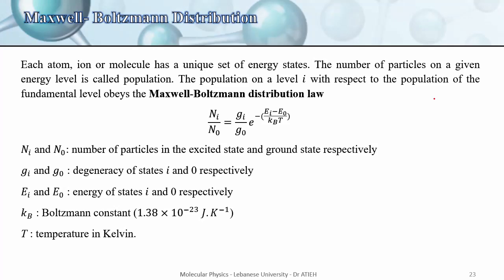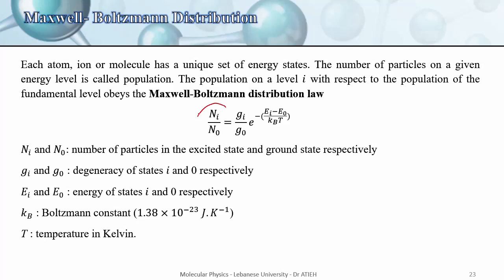Now this population is studied using the Maxwell-Boltzmann distribution. Any atom, ion, molecule, or particle that has a set of states occupies these states according to the Maxwell-Boltzmann distribution. The number of particles in each level is called a population. So the population is the number of molecules that occupy this energy level. And this population follows the Maxwell-Boltzmann distribution. What does this law say?